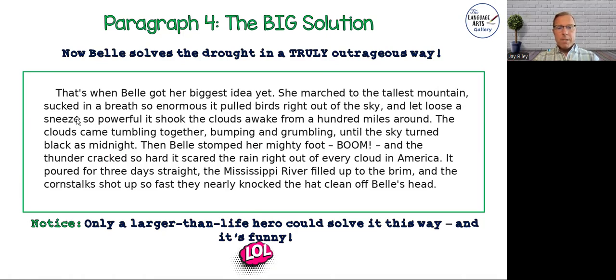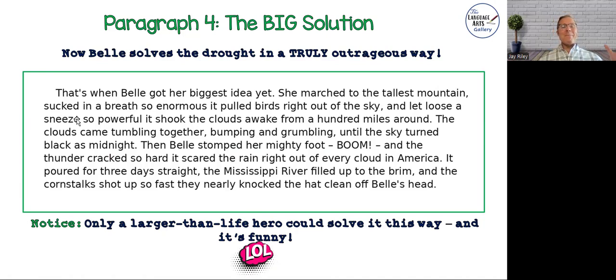The clouds came tumbling together, bumping and grumbling until the sky turned black as midnight. Then Belle stomped her mighty foot, and the thunder cracked so hard it scared the rain right out of every cloud in America. It poured for 3 days straight, and the Mississippi River filled up to the brim, and the cornstalks shot up so fast they nearly knocked the hat clean off Belle's head.